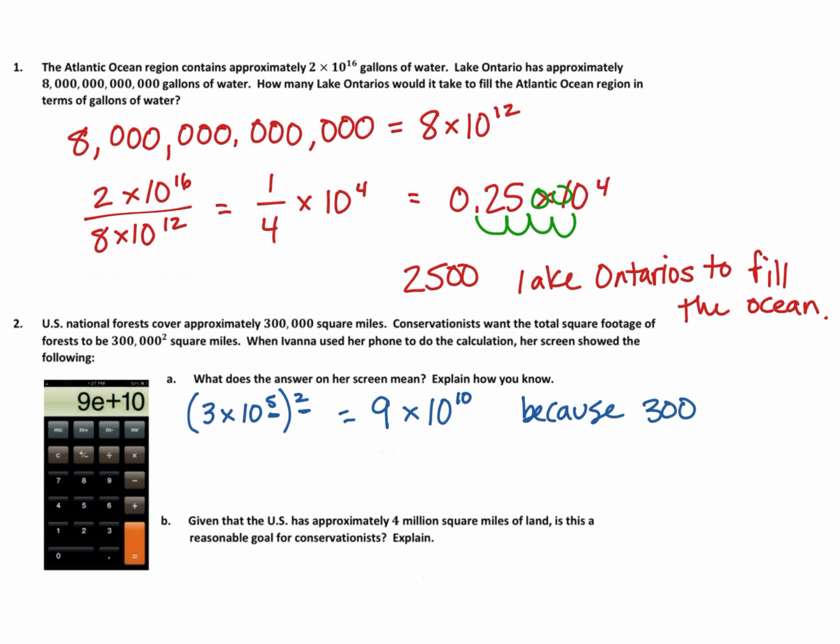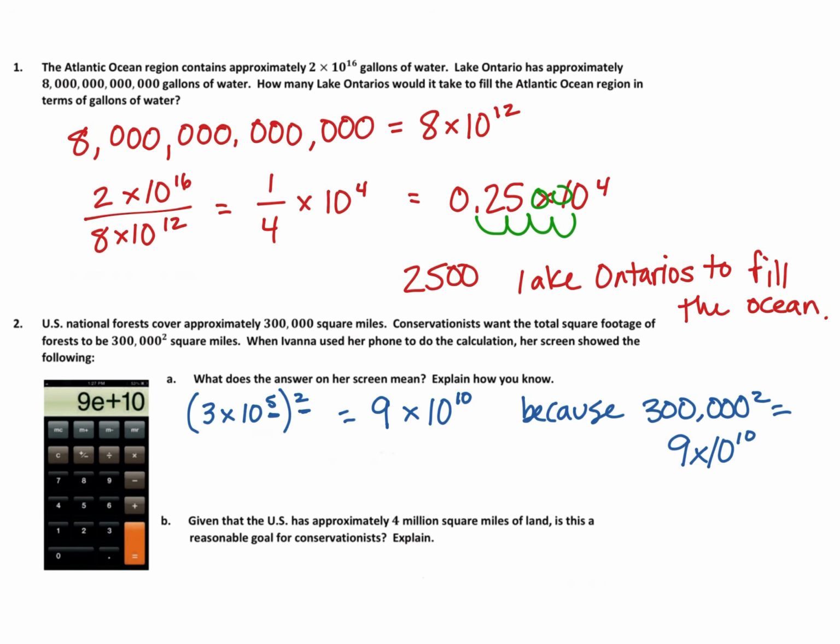because 300,000 squared equals 9 times 10 to the 10th power. So one way that they write it on your phone, if they don't have enough room for all 10 zeros to come after it, is they say the exponent is a positive 10. So the exponent on the 10 is a positive 10.